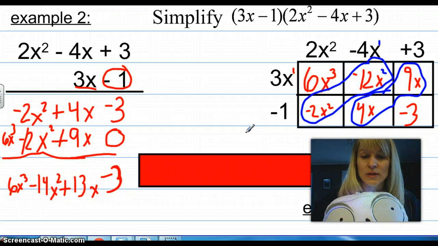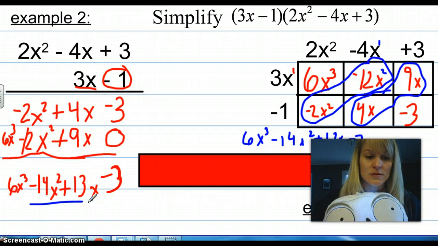So I start with this one. I have 6x to the third. Then my like terms, negative 12 and negative 2, that's negative 14x squared, like terms. Then positive 4x and 9x, that's going to give me 13x. And then we just have one constant, so minus 3. So you can see that my two answers here match up perfectly. So you can choose whichever method you want to do it.